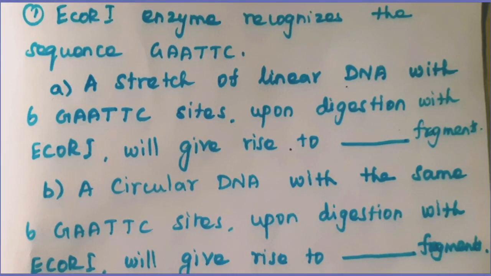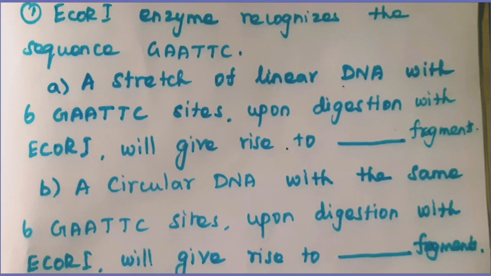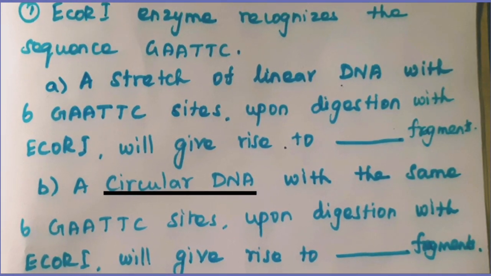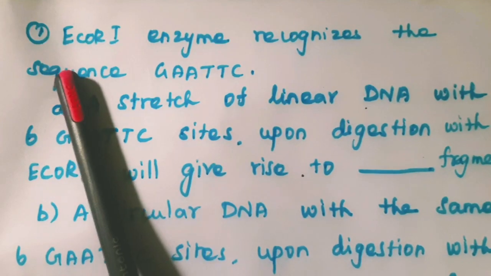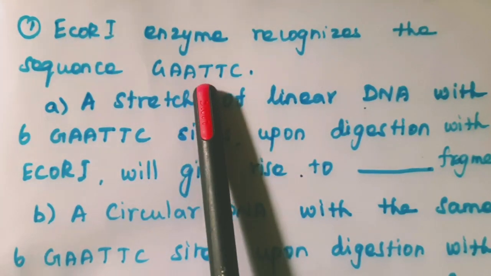Hello everyone, in this video we are going to learn how many fragments will be generated if you cut a linear DNA and a circular DNA with the same restriction enzymes. Okay, the problem is: EcoRI enzyme recognizes the sequence GAATTC.